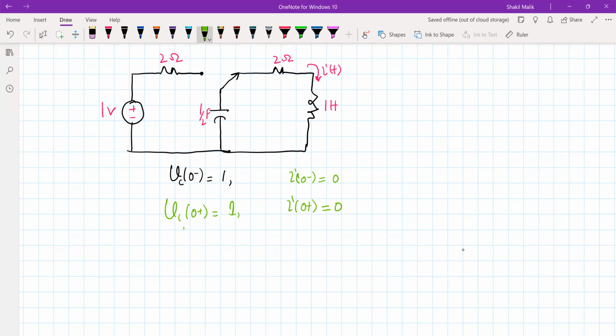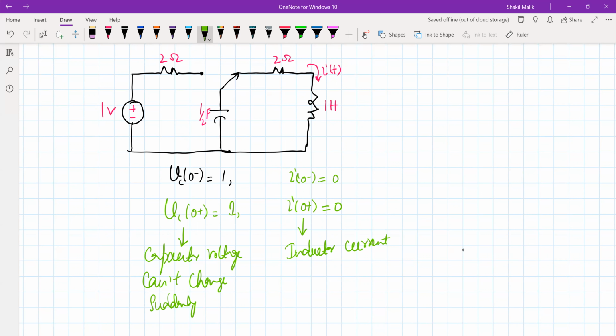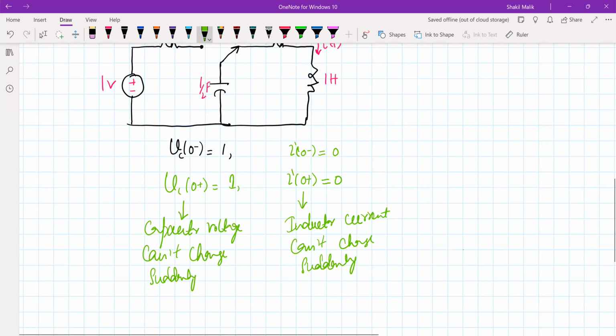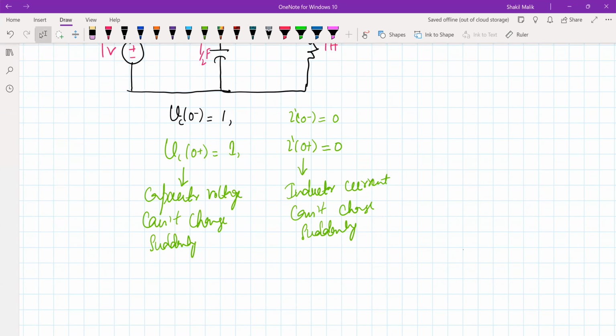So the reason is the capacitor voltage cannot change suddenly, and the inductor current cannot change suddenly. So this is the reason. So the value of i(0 plus) is 0 and Vc(0 plus) is 1 volt. So we have the initial values of the voltages and currents in the inductor and capacitor.